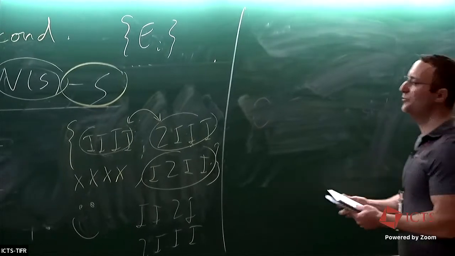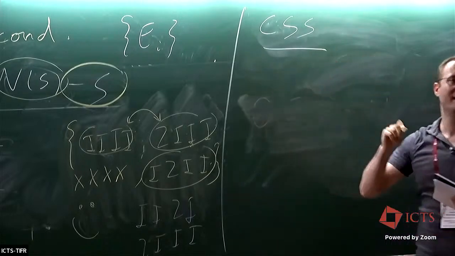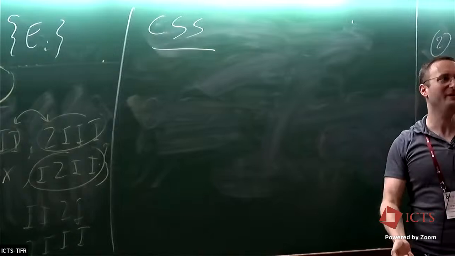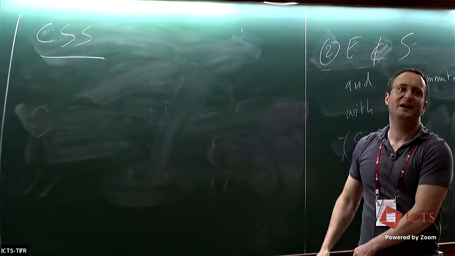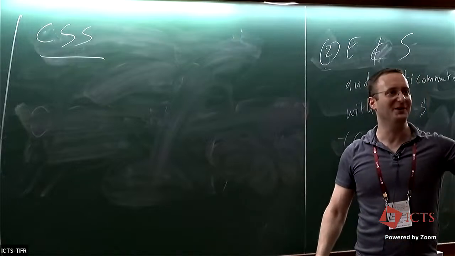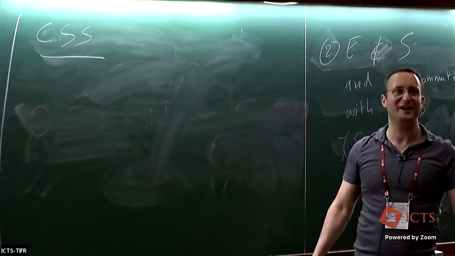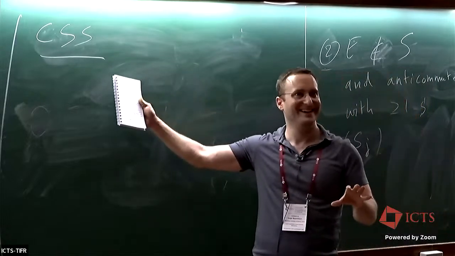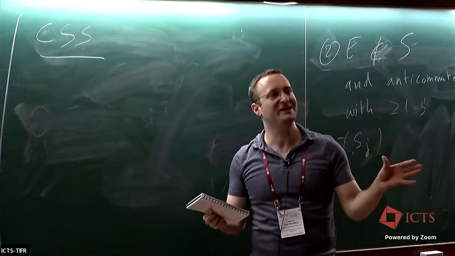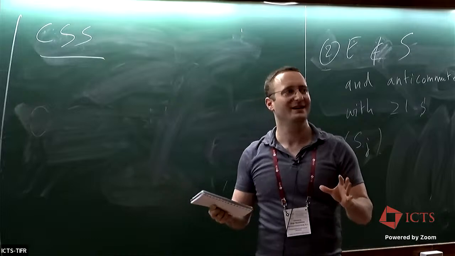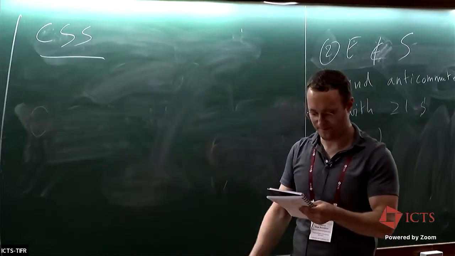I want to talk very briefly, this is kind of a last minute decision, about CSS codes. They are an extremely important subset of the stabilizer code family. Almost all codes I know of are stabilizer codes or cousins, and almost all codes I know are CSS codes. I think the reason is that very often you can map a non-CSS code to a CSS code. So you get extra structure for free in some sense.